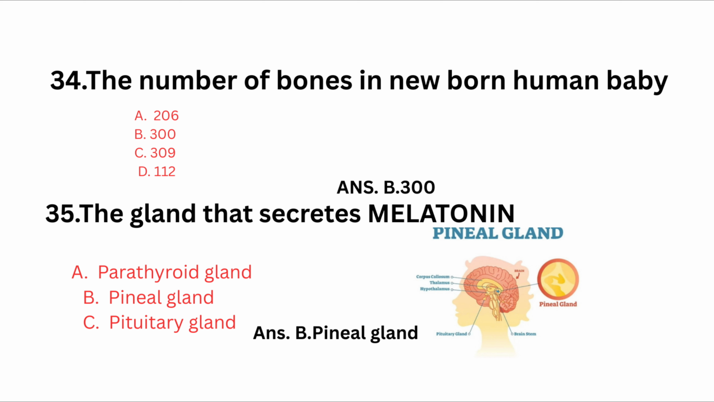35. The gland that secretes melatonin. A parathyroid. B pineal gland. C pituitary gland. Melatonin, remember, it's the pineal gland, B, which helps in falling asleep. Melatonin is a naturally secreted hormone.